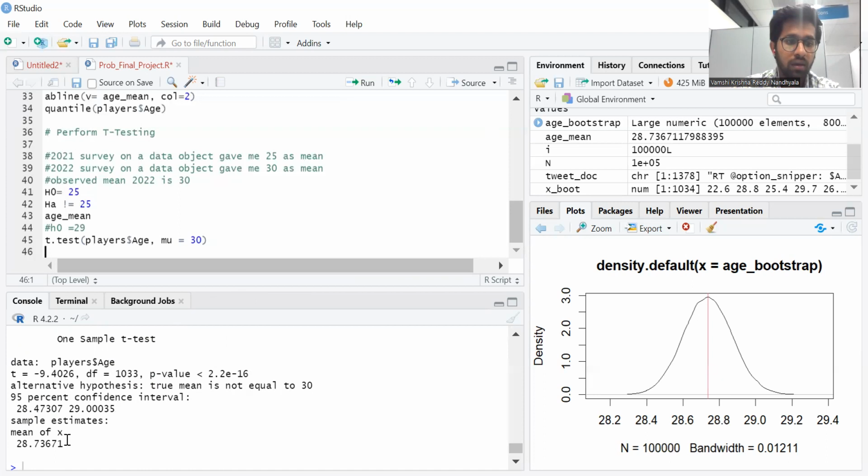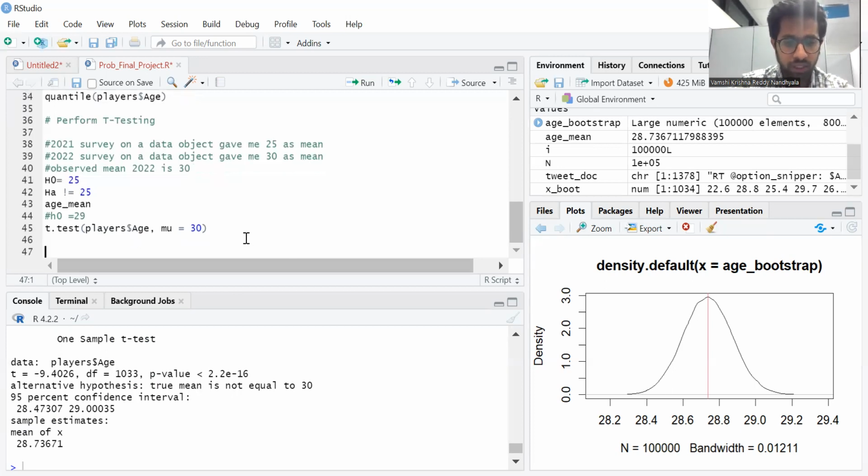That means my mean is correct to some extent. That means 28.7 is the correct mean of my data. This is all about t-testing. We can also find the confidence interval of this data. So compute confidence interval.